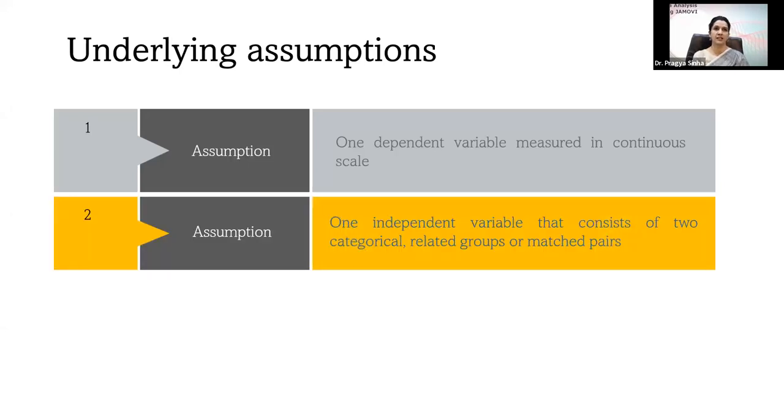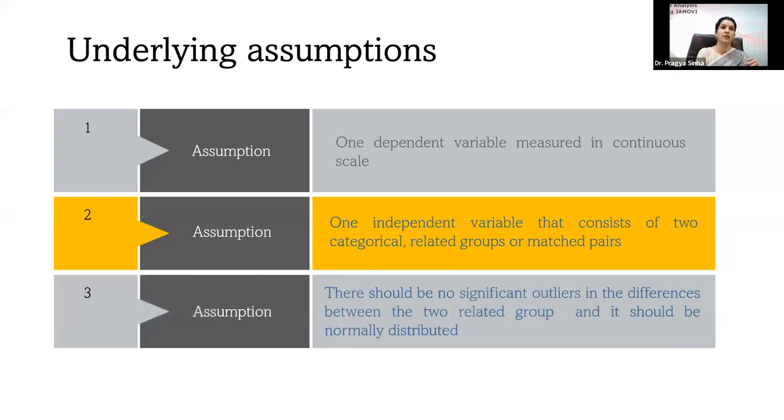The second assumption is it should be a paired value. So remember, in the independent sample t-test, we emphasized that if you want to do the study on two separate genders, you should not take husband and wife. But here, if you are taking husband and wife, where there are related groups, then also you can go for this paired t-test. So it can be a related group. It can be the same set of individuals measured twice on some particular variable.